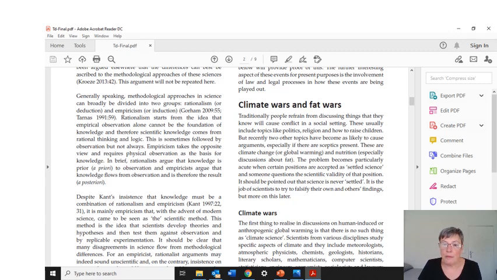Okay, now we get to the content part of the article, where we explain the climate wars and fat wars and how they played out. By the way, you will notice this article uses the Harvard method of referencing. You're not allowed to use Harvard for legal philosophy.